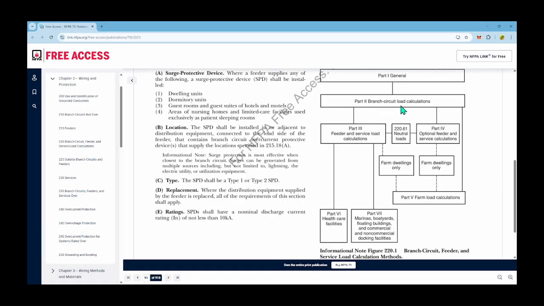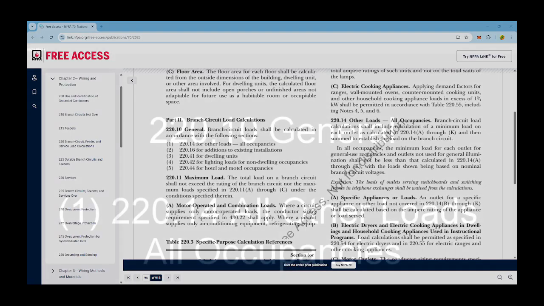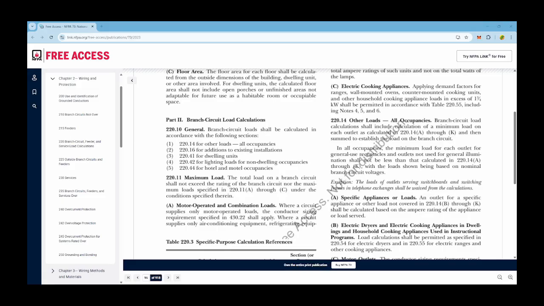Part 2 will be branch circuit and load calculations. The general of part 2 will tell you what's involved in this part of the chapter. If you look at the first headings, 220.10 general will give you number 1, 220.14, other loads, all occupancies, and that is right here. Just for the sake of time, I'm not going to read through them, but we're looking for all other loads, all occupancies. So that's going to be 220.14, which is right here.